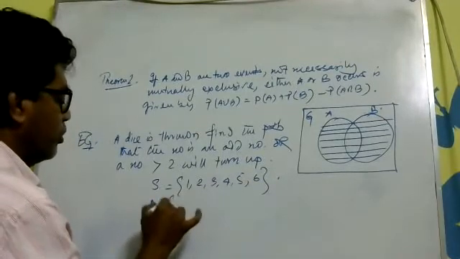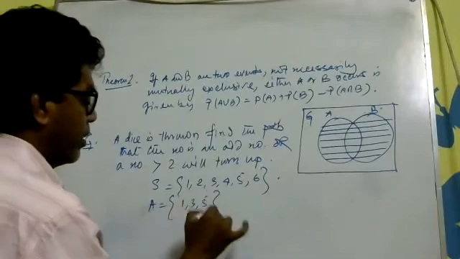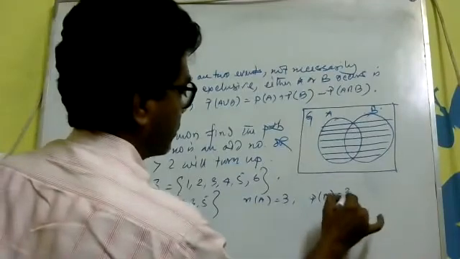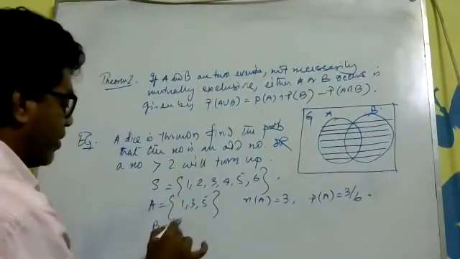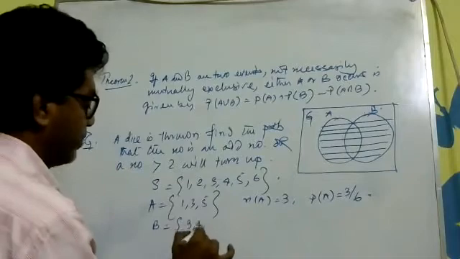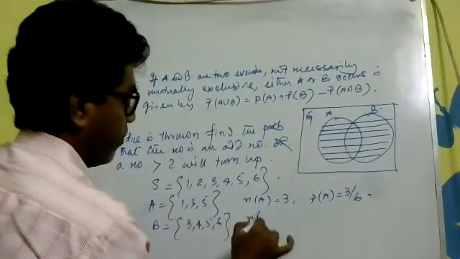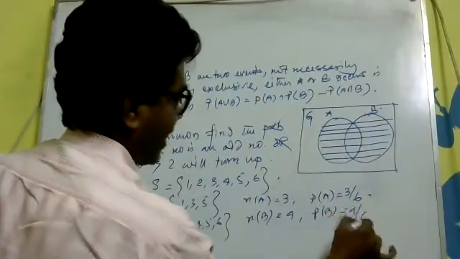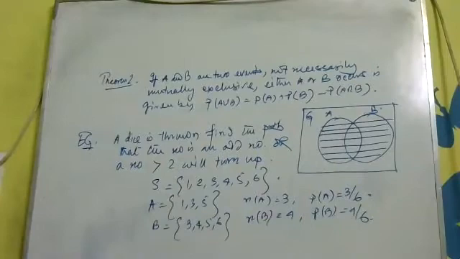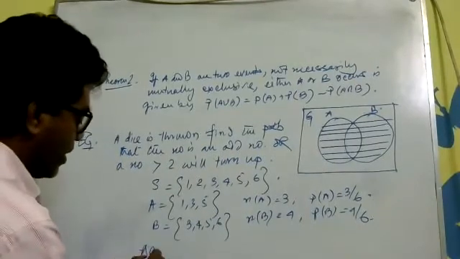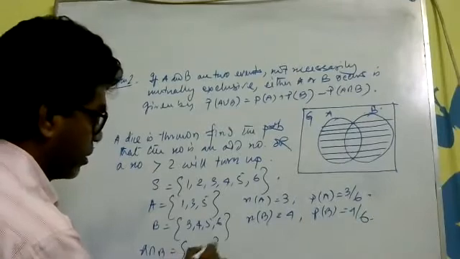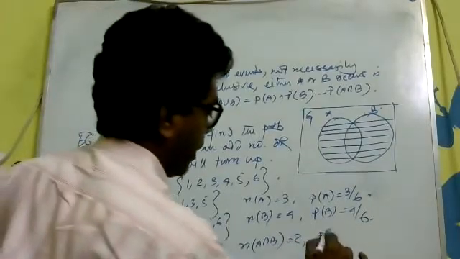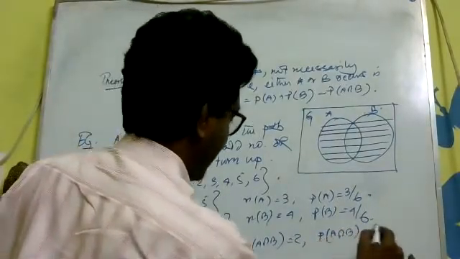A is equal to an odd number: 1, 3, 5. N(A) is equal to 3. P(A) is equal to 3 by 6. Let B be the event that the number is greater than 2, that is 3, 4, 5, 6. So N(B) is equal to 4. The probability of B is equal to 4 by 6. So we can say there is a common element: 3 and 5. So A intersection B is equal to 3 and 5. N(A intersection B) is equal to 2. The probability of A intersection B is 2 by 6.